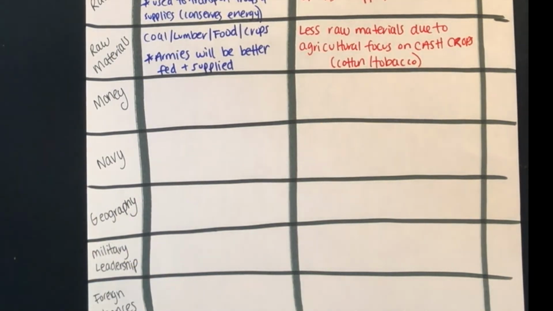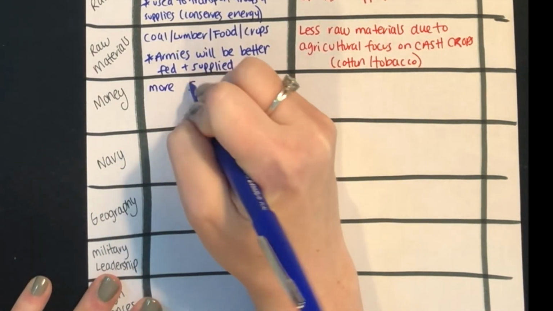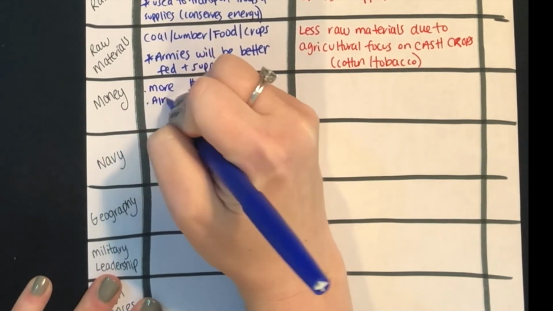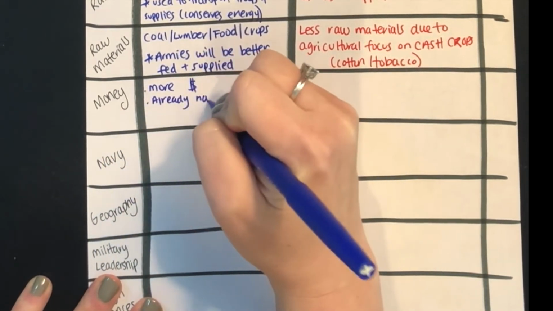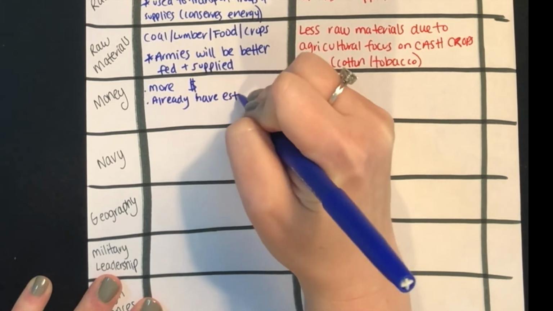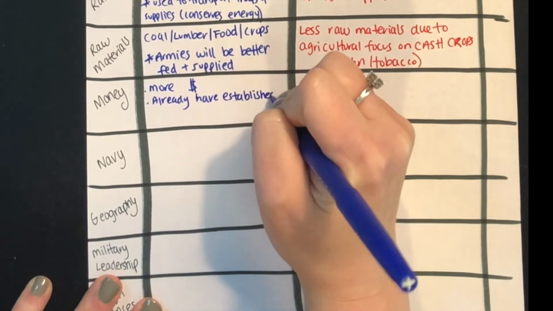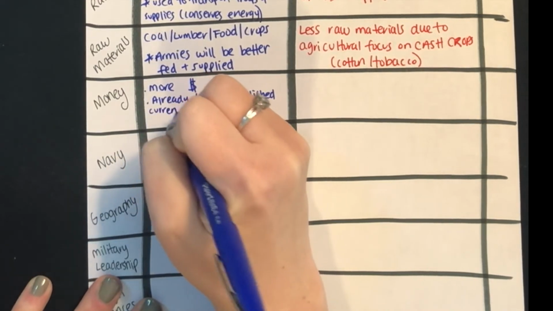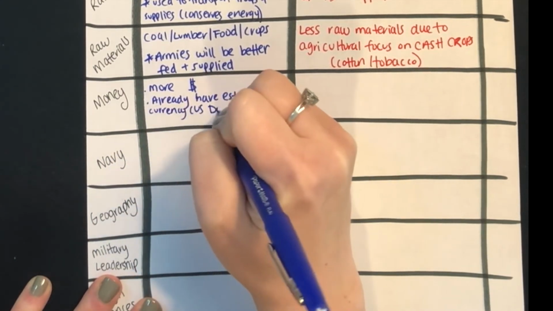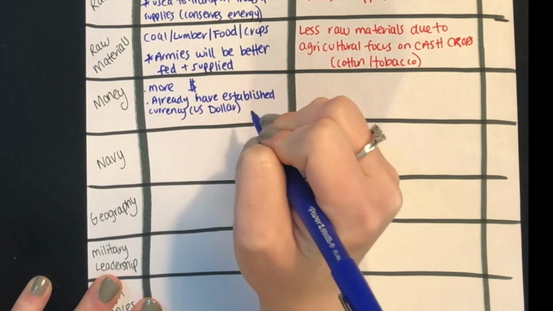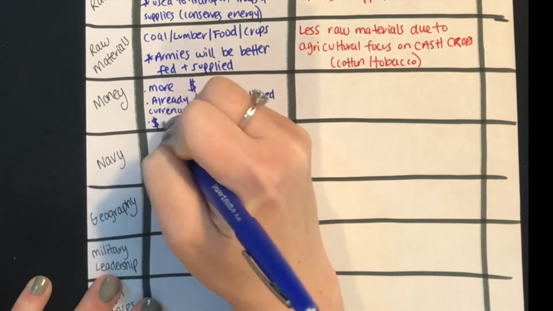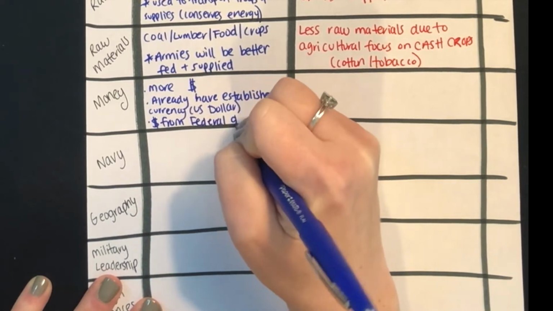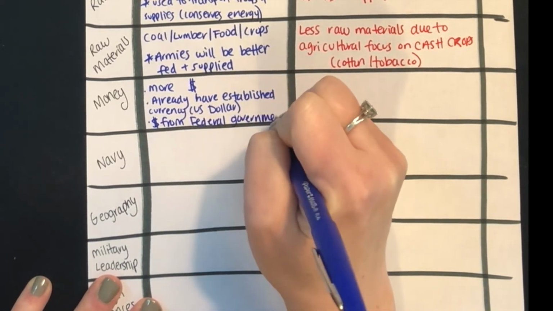All right, money. The North just by default has more money. Remember, they are the United States. They already have an established currency, which would be the U.S. dollar. They already have an established banking system. They're not the ones trying to break away and start their own country. They have this stuff already set up. And going off of this, they also will be able to receive money from the federal government to fund their side of the war.